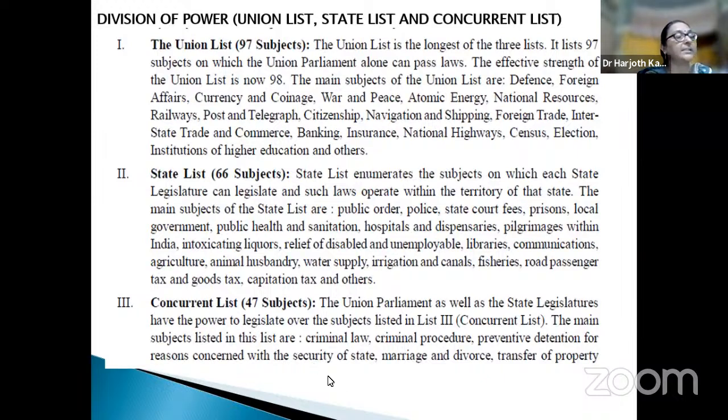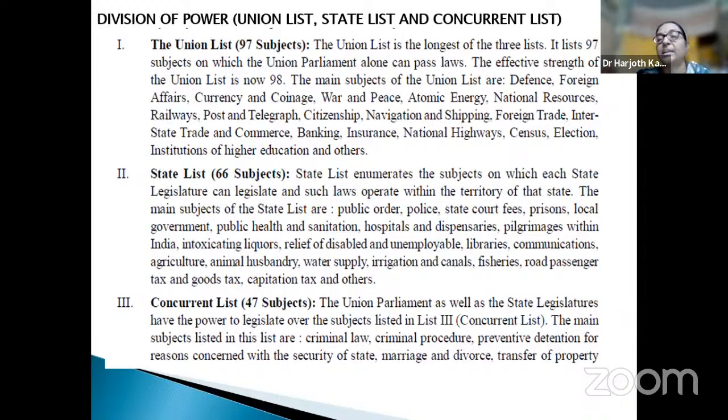The third one is the concurrent list, which describes those subjects which are under the joint jurisdiction of the central government and the state government. Under this union list, we have 97 subjects, hence the longest of all the three lists. Whatever policy matters they have to make on these subjects are passed by the central government, or union government, or parliament. The effective strength of this union list is now 98.